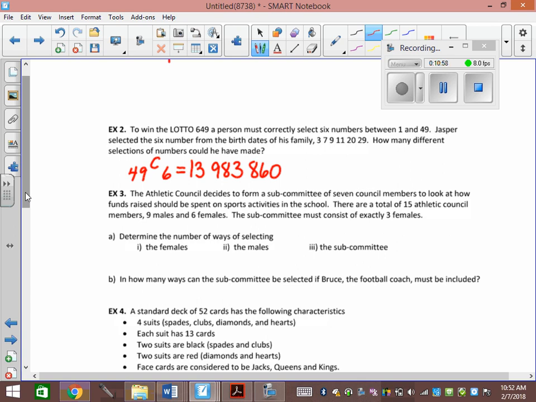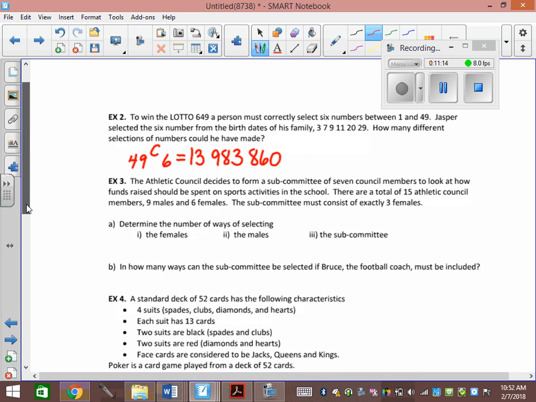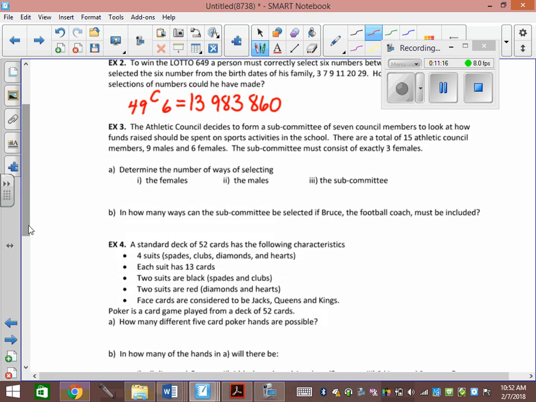Plus, is every single choice chosen? Probably not every single time. That's why the lottery sometimes moves on to the next week, because someone actually didn't pick the 6 numbers, right? Because 10 people can pick the same numbers, and then one set of 6 numbers never gets picked. Okay. All right? Okay. The athletic council decides to form a subcommittee of 7 council members.